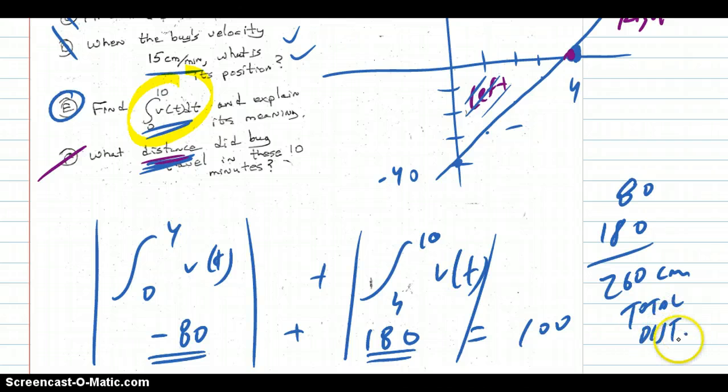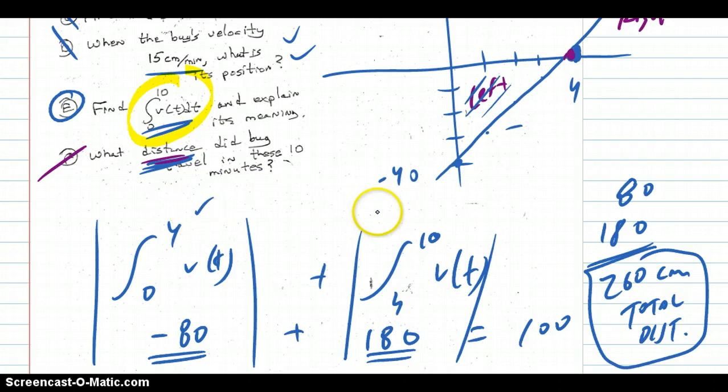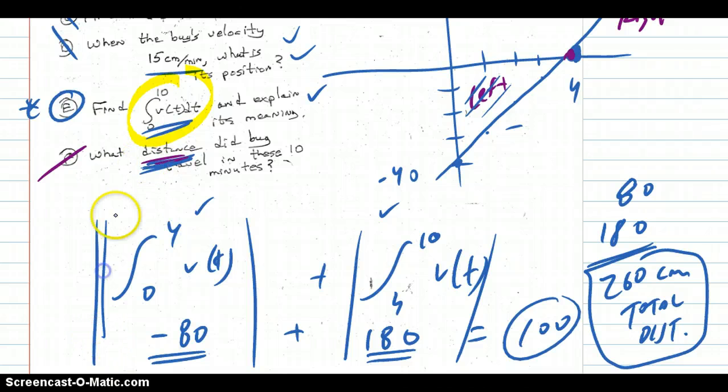So this is like a key problem where we talk about the difference between total distance. So that's how far did you go to the left, how far did you go to the right. It's like having a little pedometer on. And the other way is just looking at the position you're at. So it's 100. And so the integral, the question for E here, the integral is what we want to look at when we want the change in position. And for the other one, we want to look at absolute values. We're usually splitting it up, and that's going to tell us the total distance traveled in 10 minutes.